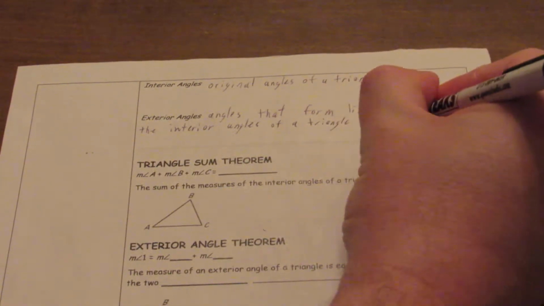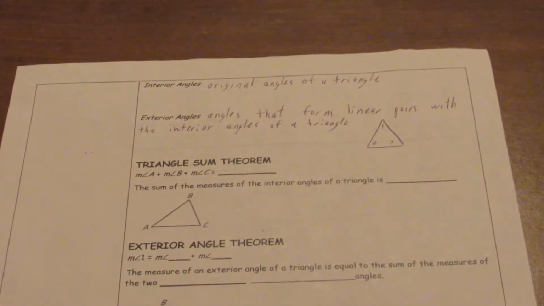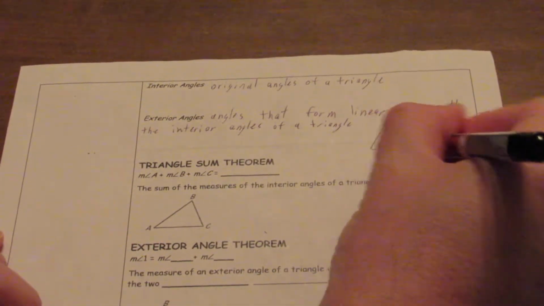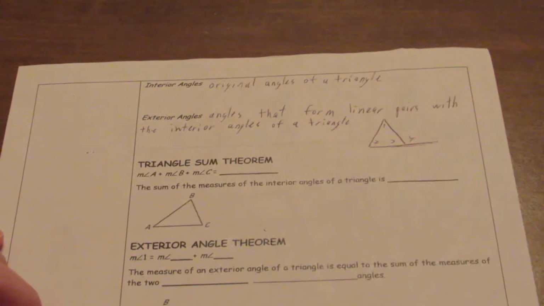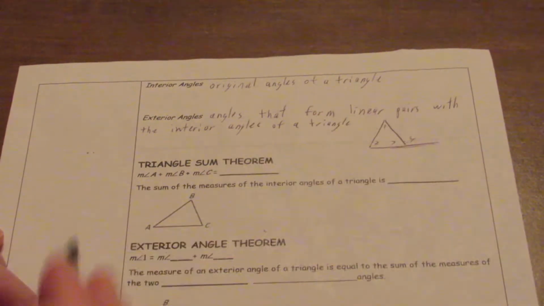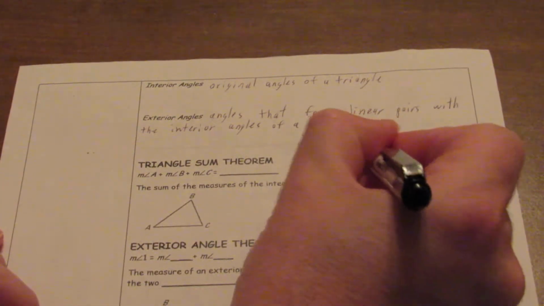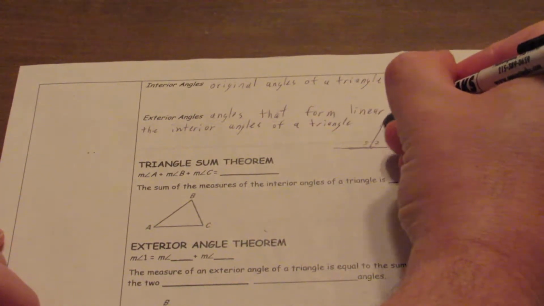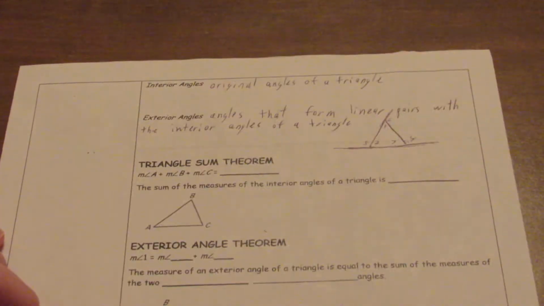So if I have this as 1, 2, and 3 as my angles, the exterior angle, if I extend this out, 4 here is exterior because it's a linear pair with 3. If I come out this way, this would be an exterior angle. If I come out this way, that would be an exterior angle.